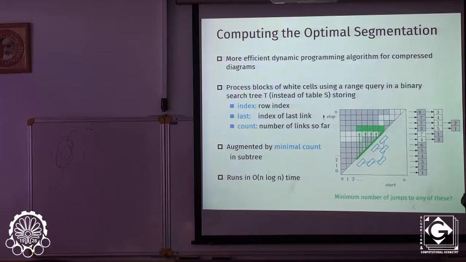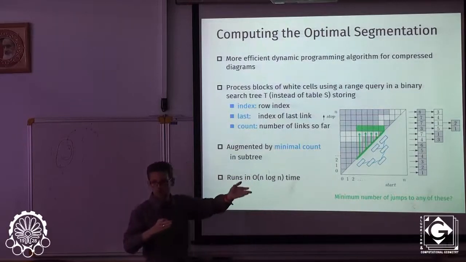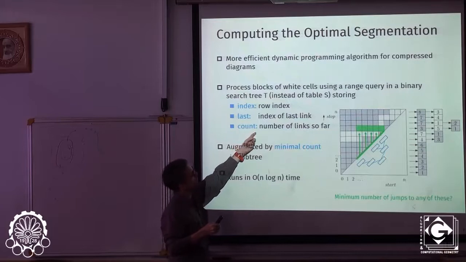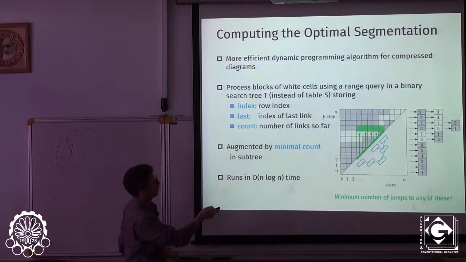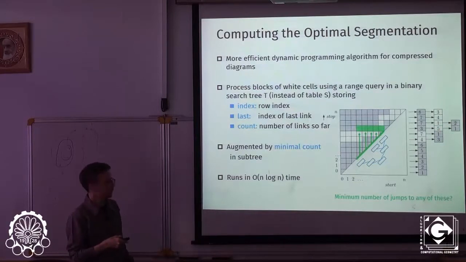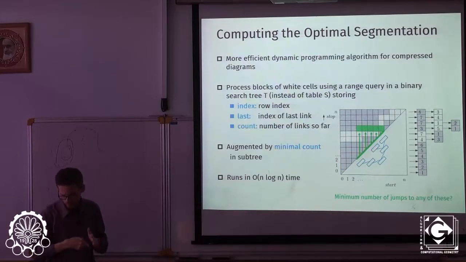It means that I have a block of 5 free cells. If I have a binary search tree on the row indices, and I've augmented this tree with the minimum number of links needed for any subtree, then I can simply do a range search on this block to find the minimum number of links needed for any of these rows. In this way, I compute this value in log n time. So this will overall give me, for this part of the algorithm, a running time of order n log n.